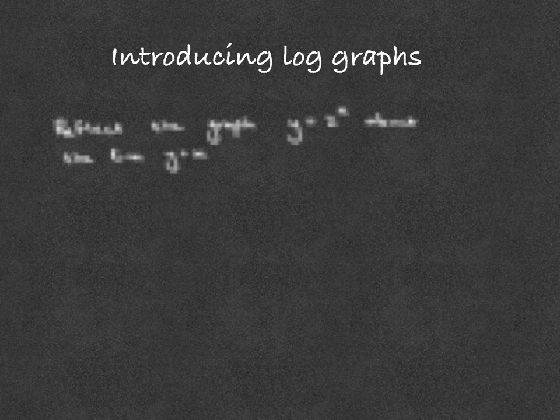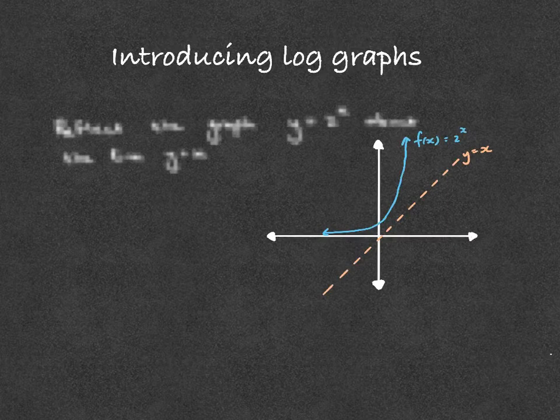Right, so this part is going to look at introducing log graphs. We've looked at a couple of parabolas up to now and found the inverse of them. But what about other types of graphs? What about exponential functions? Let's look at the exponential function y equals 2 to the power of x. We're going to reflect it about the line y equals x. We need a couple of points, I think it best illustrates it.